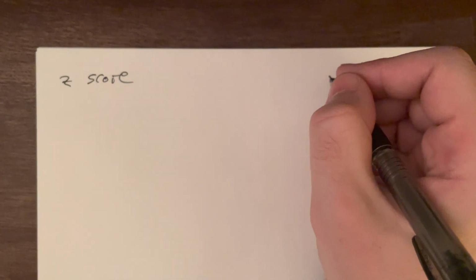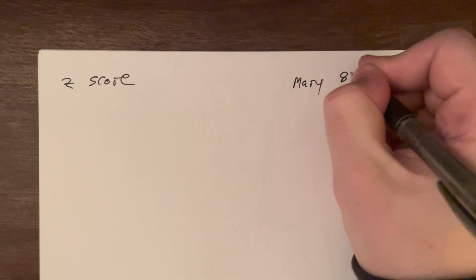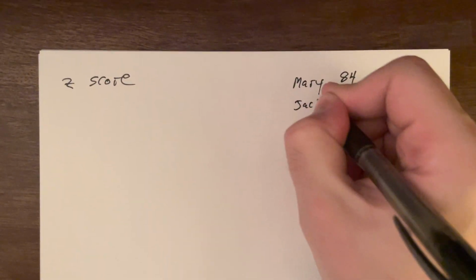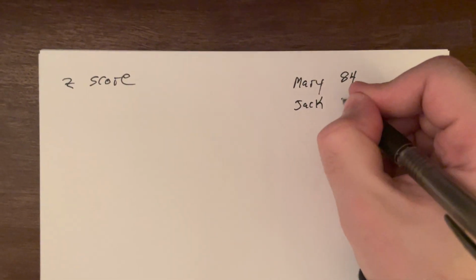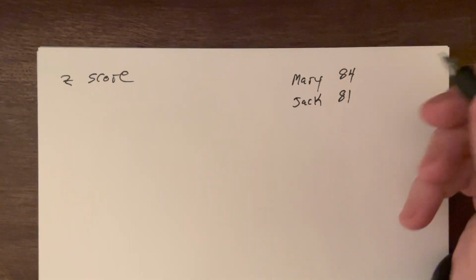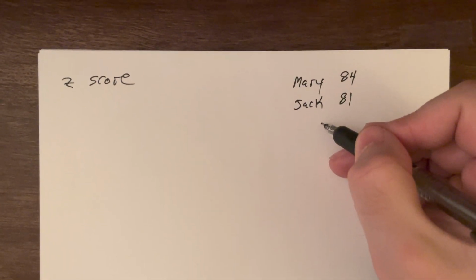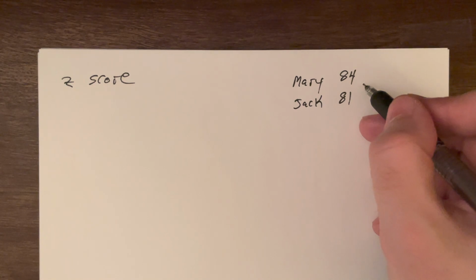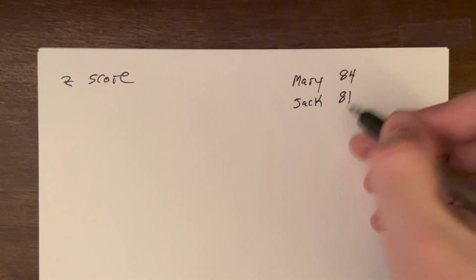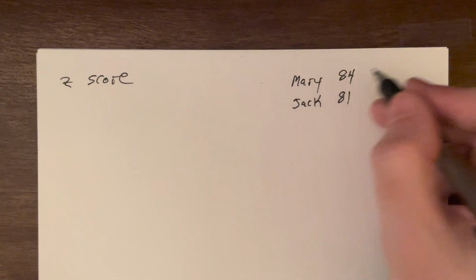You and your friend are in 2 different classes, and you both took an exam. Mary is in one class, and she got an 84. Jack is in the other class, and he got an 81. We can just look at these as scores and say, it looks like Mary did better than Jack. But what about compared to the rest of their class?